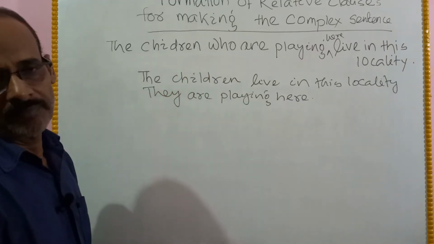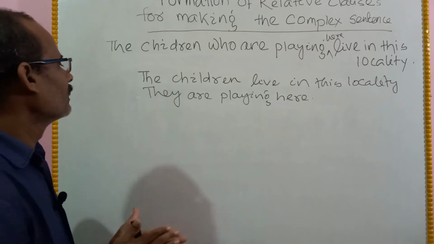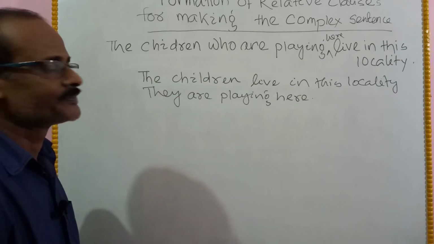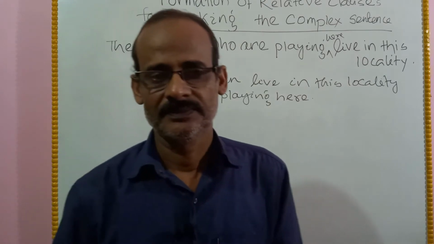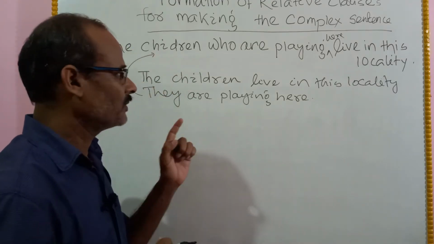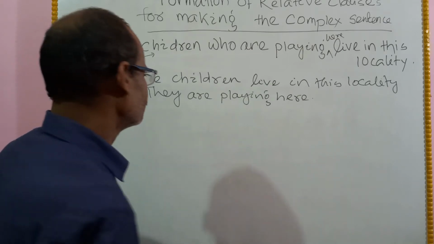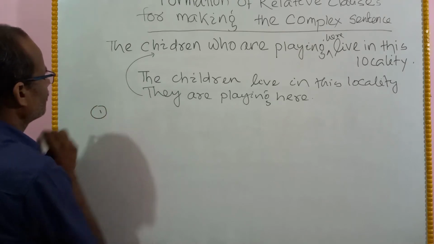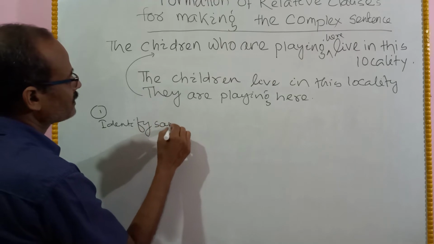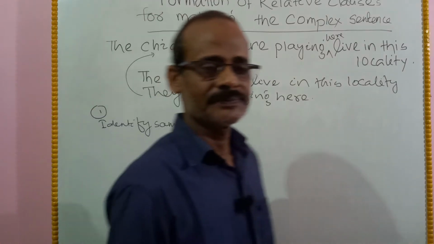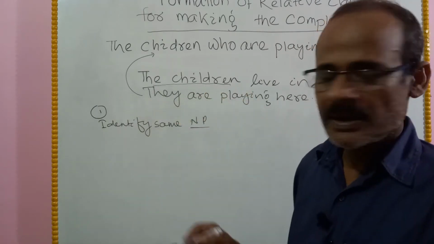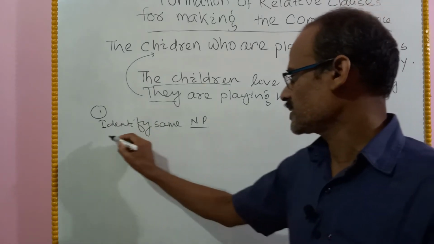By breaking the complex sentence, we found two sentences. Also they are simple sentences, independent clauses. How they transfer to complex sentence, you attentively mark what I do. First, identify the same noun phrase in both sentences. The same noun phrase, the children and they.